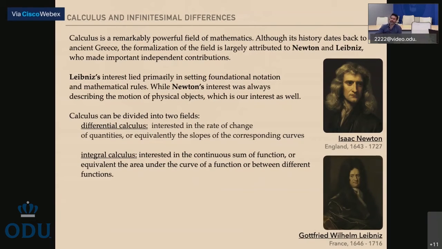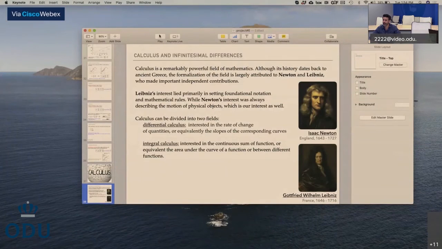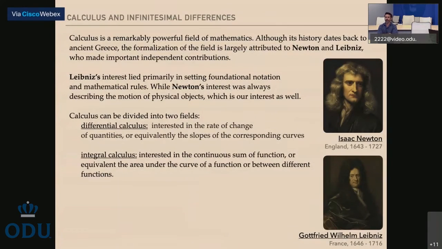So we could just simplify things a little bit here. Leibniz's interest lay primarily in setting foundational notation and mathematical rules, while Newton's interest was always in trying to describe the motion of physical objects, which is really what physicists do. Isaac Newton is a foundational individual that set in motion, no pun intended, all of modern day physics. Everything that we do in modern day physics can go back to Newton's foundations.